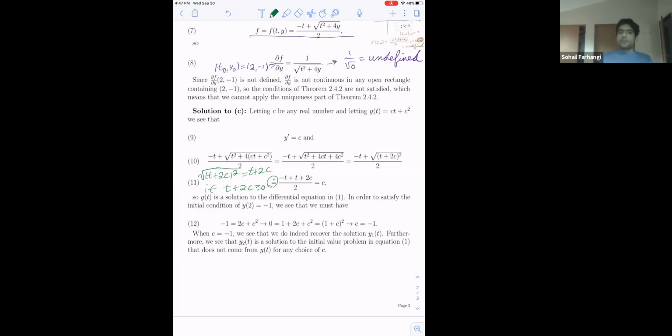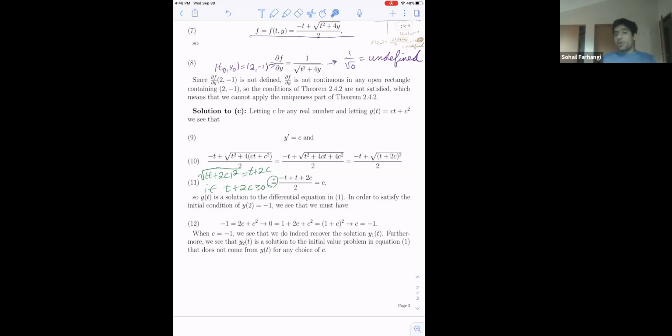Now, as long as t plus 2c is bigger than or equal to 0, then the square root of t plus 2c squared will be t plus 2c as opposed to negative t plus 2c. We genuinely get the positive square root. And then when we do that, the negative t and t cancel out, the 2 and the 2 cancel out, and we just get c. So sure enough, this c is the same as this c, so we have a solution to the differential equation.